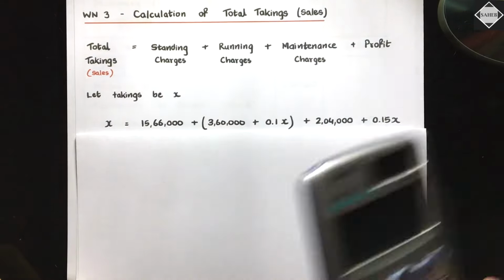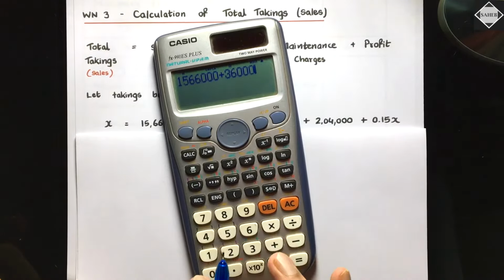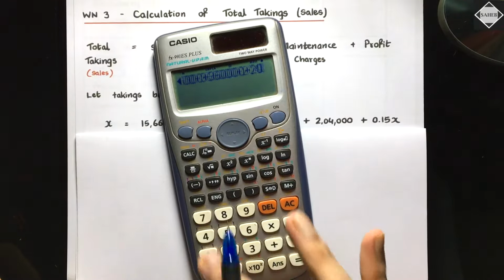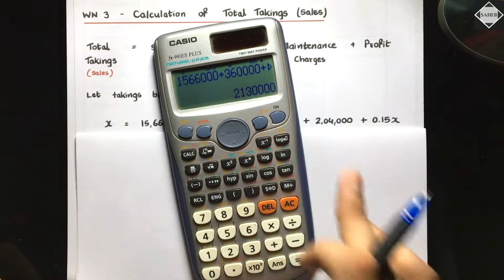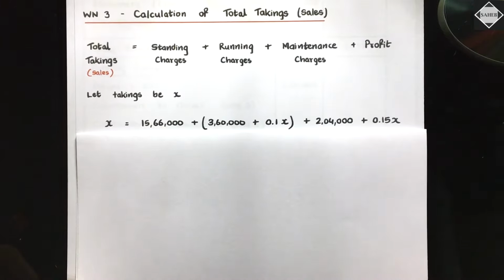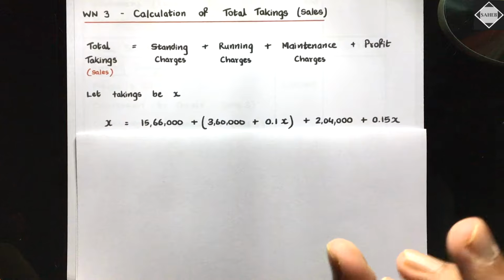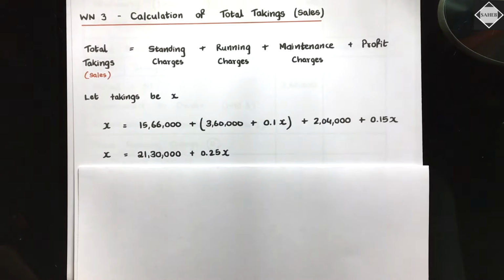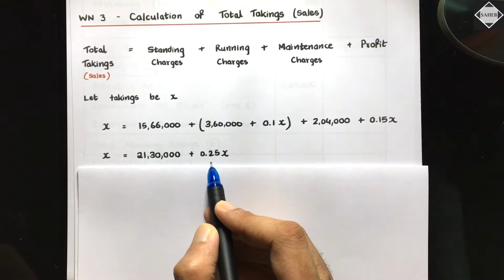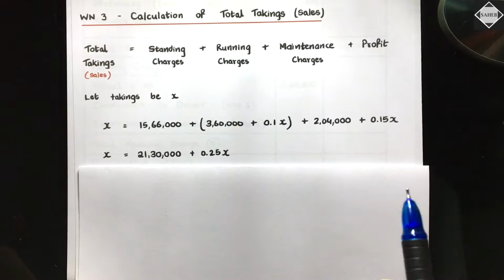15,66,000 plus 3,60,000 plus 2,04,000 is equal to 21,30,000. All the like terms I've added, and you can also add 0.1x and 0.15x. It will become 0.25x. See here, 21,30,000 plus 0.25x.